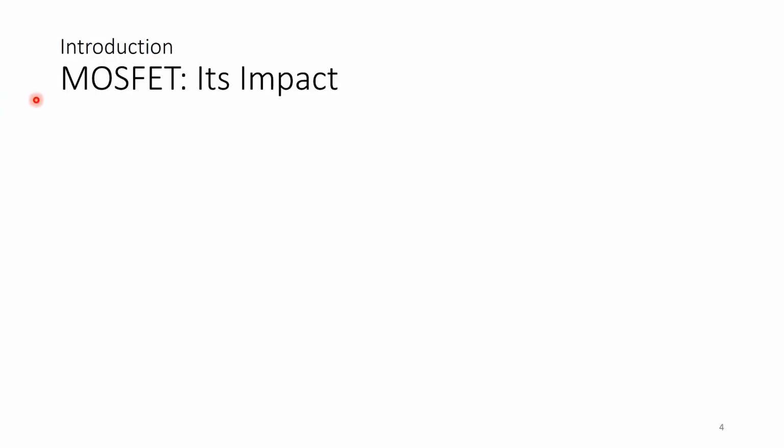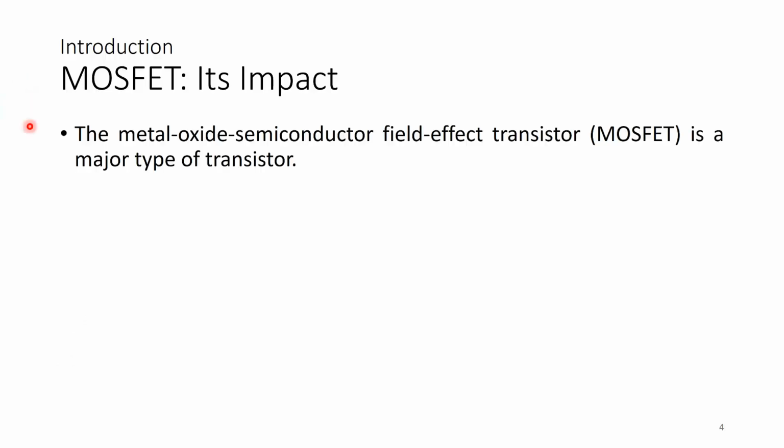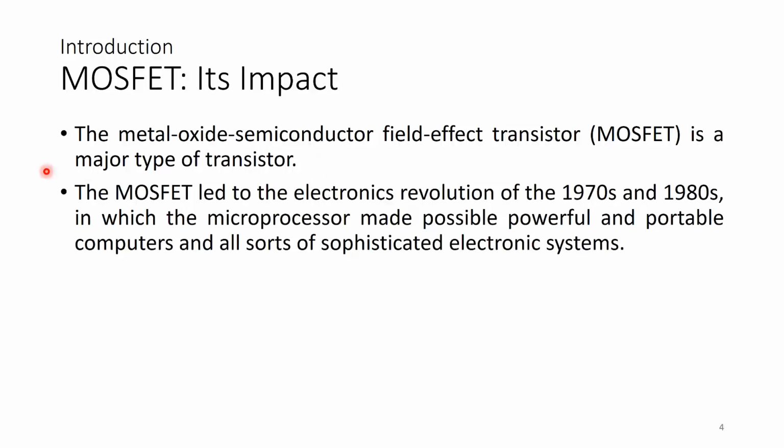So, MOSFET impact. The metal oxide semiconductor field effect transistor, the MOSFET, is a major type of transistor, just like the BJT is one of the major types of transistor, and in fact it is the major type of transistor in the sense that it led the electronics revolution of the 1970s and 1980s, in which the microprocessor made possible powerful and portable computers and all sorts of sophisticated electronic systems. MOSFETs make up more than 90% of the transistors in the world.